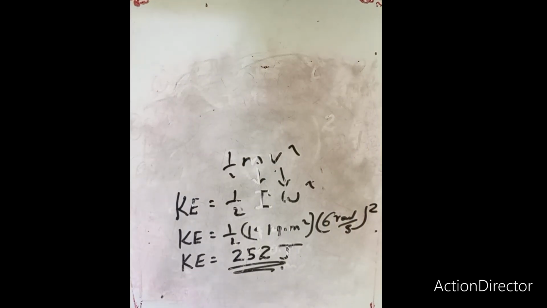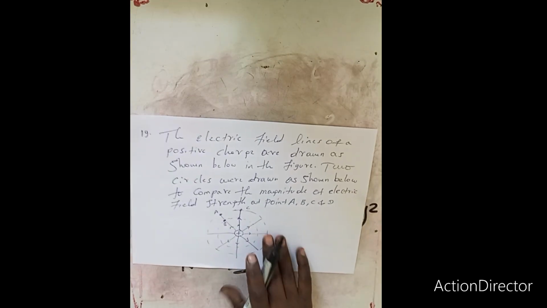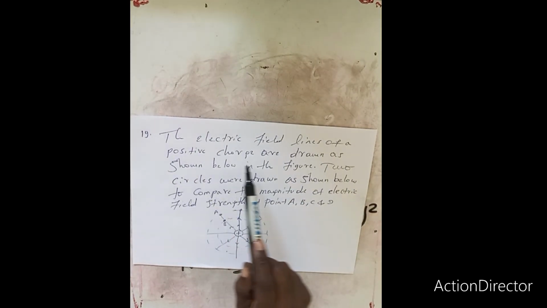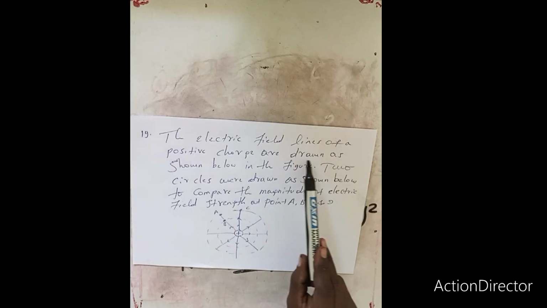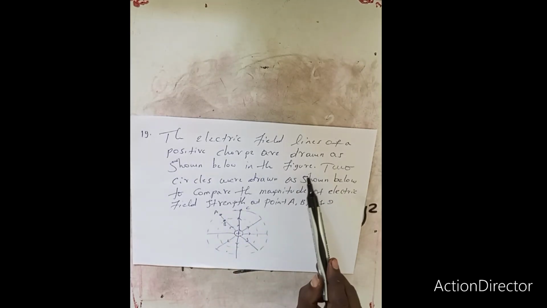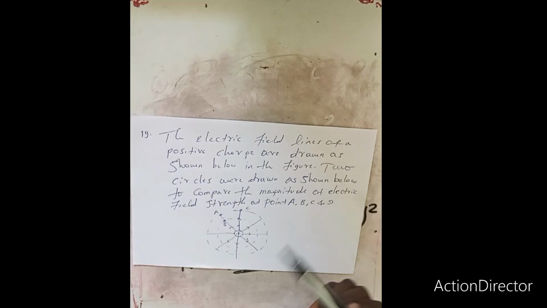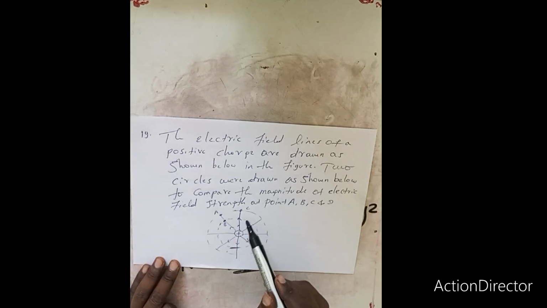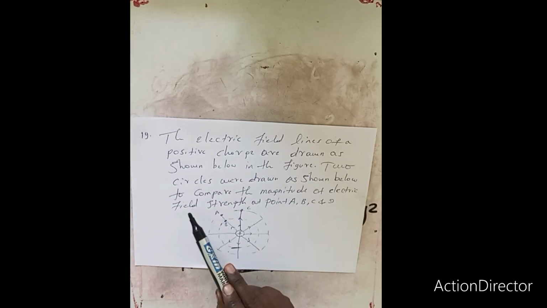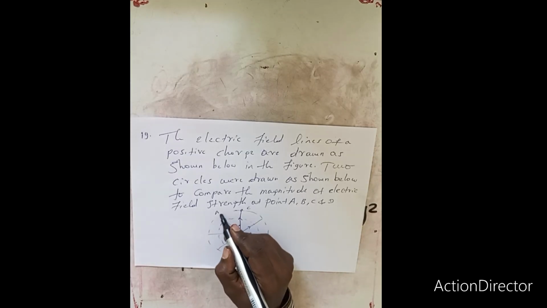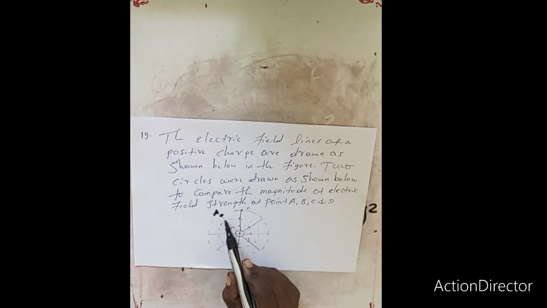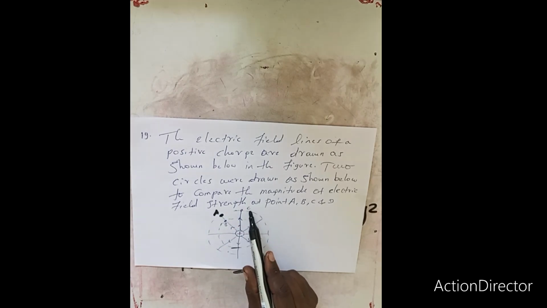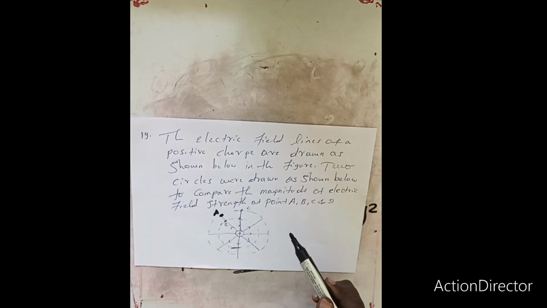Question number 19. The electric field lines of a positive charge are drawn as shown below in the figure. Two circles were drawn. This is the first circle, this is the second circle, as shown below, to compare the magnitude of the field strength at point A. This is point A in the second circle, point B in the first circle, and point C in the second circle. And therefore we are going to compare that value.